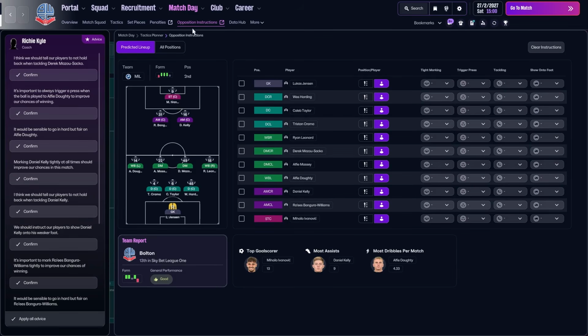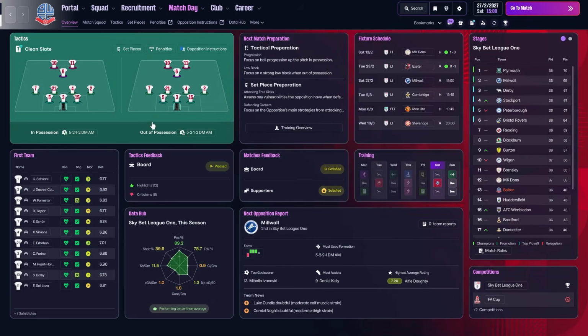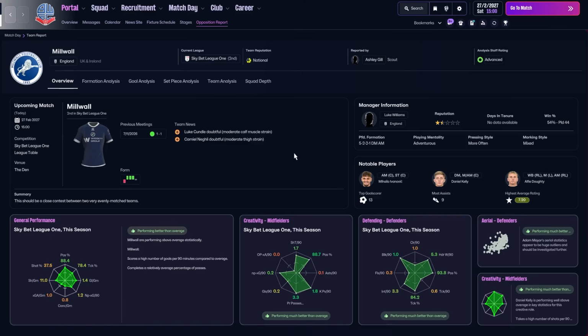Then under the match day screen, go back to overview. Under the overview, you're going to see the next opposition report here, Millwall in second place. Let's go ahead and click the next opposition report. On this first screen, you can see the overview. You can see who their notable players are.